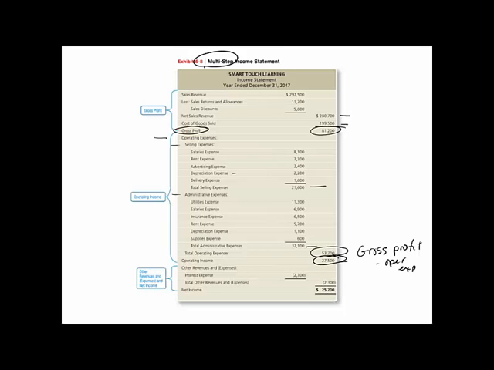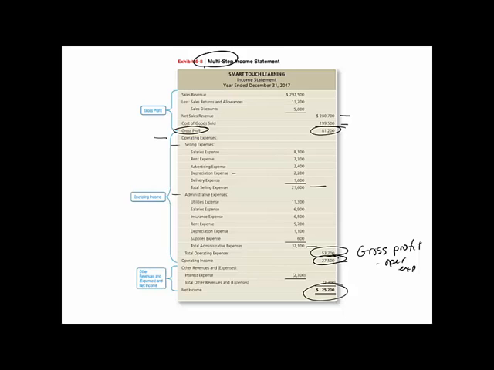Then these are things that are not related to my store. So I've got some interest expense. Sometimes I have interest revenue here, but these are not related to my primary business, whatever that business is. And so there's still my net income. So it's still revenue minus expenses. I just have some additional subtotals and I break them into some additional categories here.